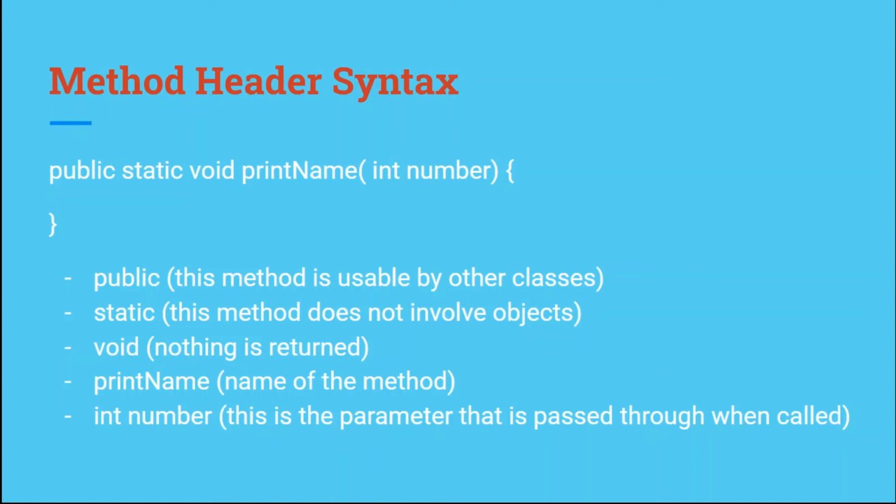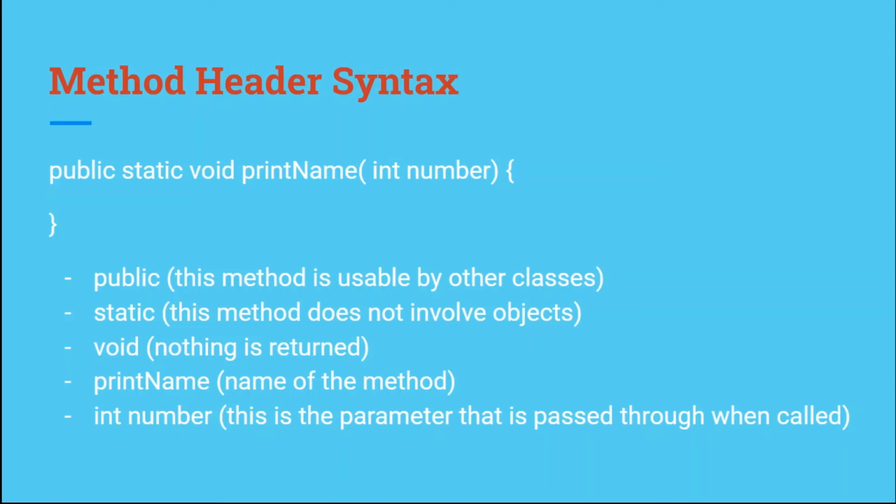Private, then it's not. Static, you'll either see static there or just nothing in place of static, and that basically means that the method doesn't involve objects at all. If it doesn't say static, then it does involve objects. The next thing is void, which is where you put the type of something being returned. If it's void, then that means nothing is returned. If it's int, then it's an integer. If it's a double, it's a double.